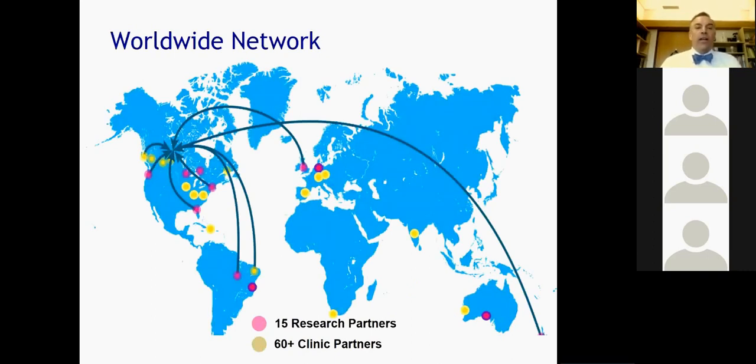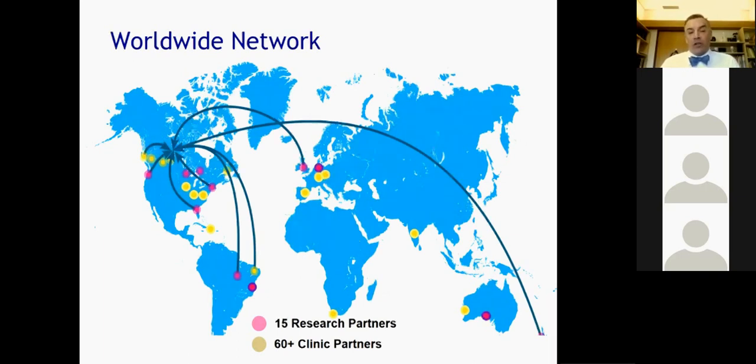Now, one of the really unique things about what we've been working on is a worldwide network. So getting a KinetiGait system is not just about getting a system and being able to improve your clinical practice. Certainly, that's one of our main goals. But you're also becoming part of this worldwide network. Currently, we have over 60 clinic partners.